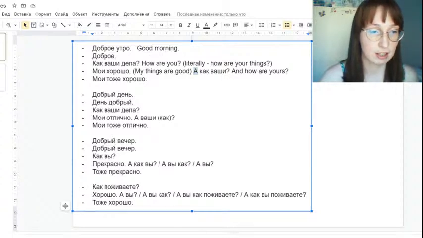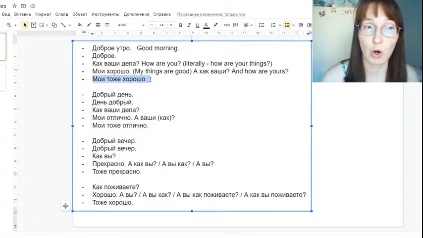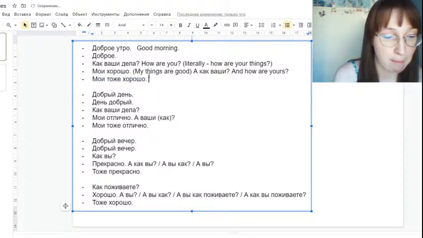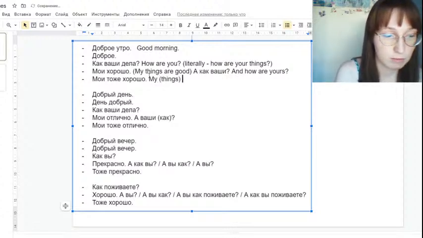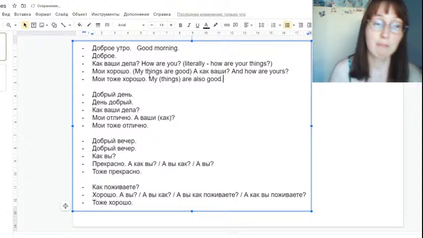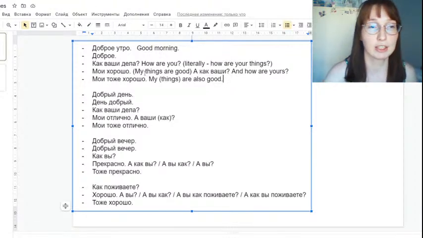Let me check the chat. Okay. Nobody wrote me anything yet. So I'm gonna continue. Мои тоже хорошо. Мои тоже хорошо. My things are also good. My things are also good. Мои тоже хорошо.